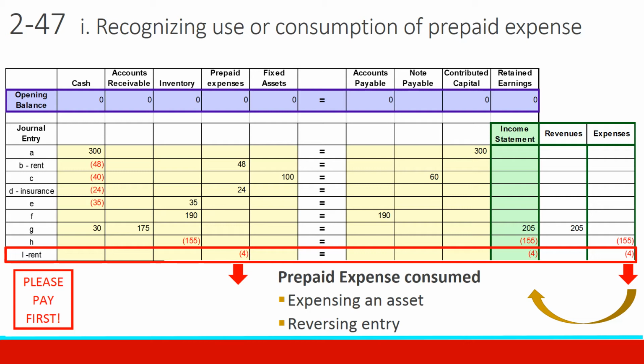You can see there is no cash involved with this entry. There was cash involved when we originally created the prepaid expense. But now what we're doing is we're assigning that expense to the appropriate time period. We're matching that cost to the right time period. And so we are consuming some of the prepaid expense that's sitting on our balance sheet. This is called a reversing entry. So we saw prepaid expenses climbing in entries B and D. And now in entry L, the prepaid expense is starting to reverse.